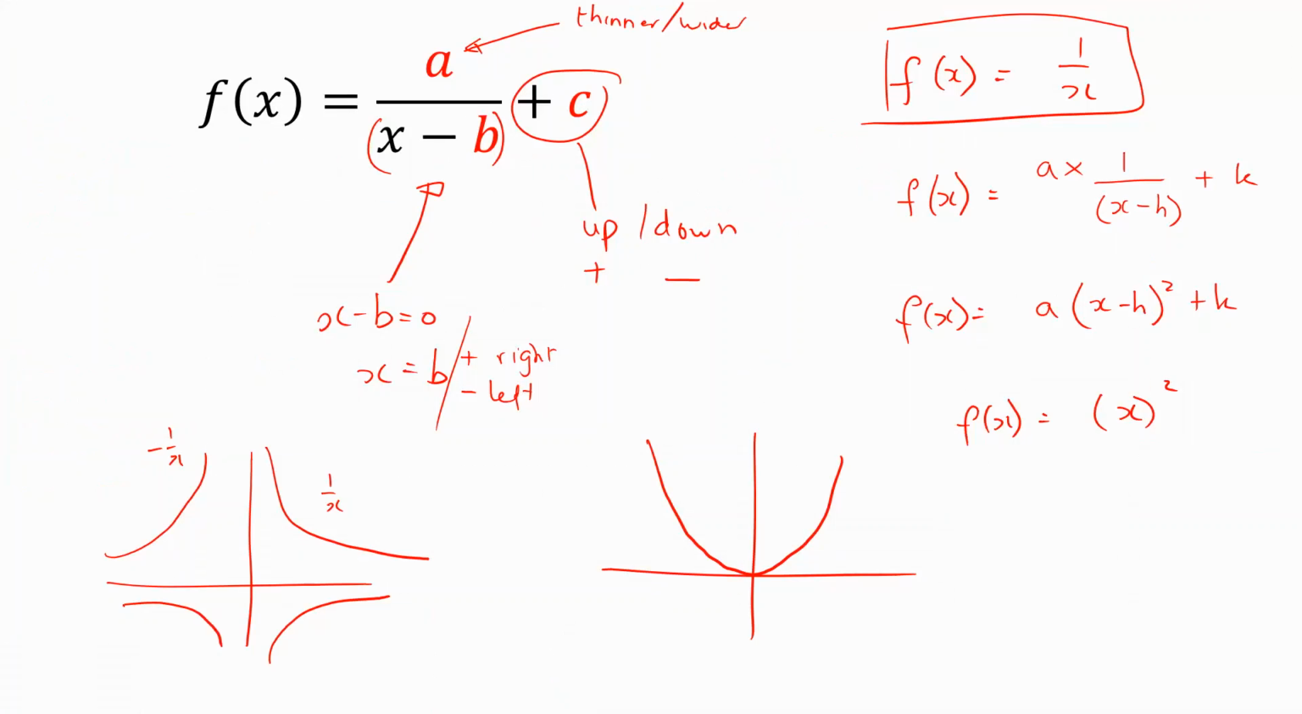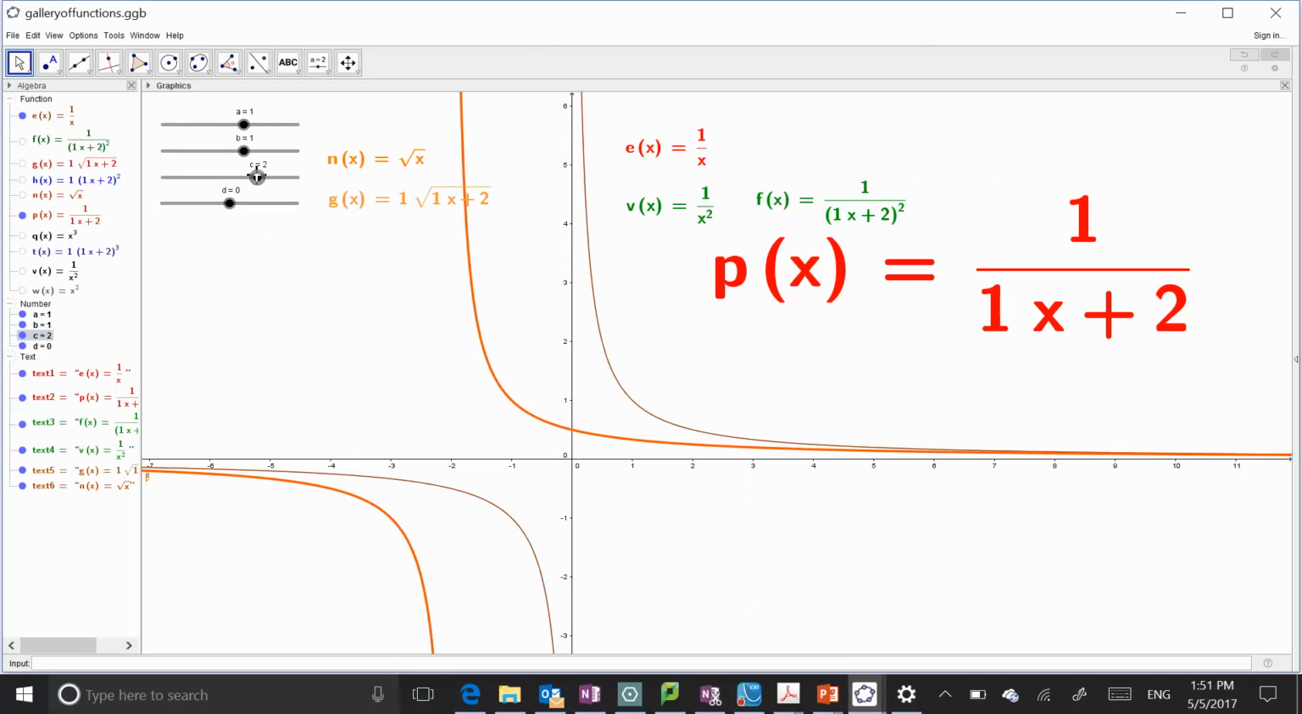I said let that equal to 0, solve for B, and if it's positive, it moves to the right. If it's negative, it moves to the left. So, we go back to this graph, that's x + 2. So if you solve for this, x will be -2. So you can see the graph has moved to the left by 2. There's an asymptote at -2 right now. Okay, so that shifts it left or right.